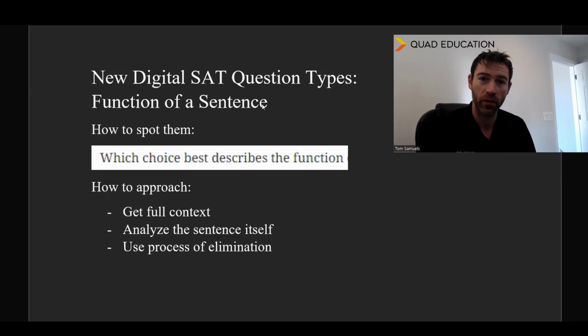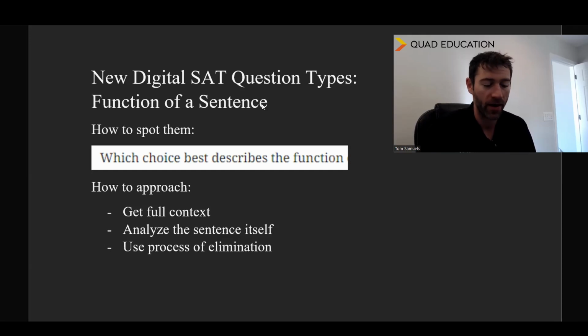So really for these, it's a pretty straightforward approach, really three things to think about as you're solving them in the context of the digital SAT. First, you want to get full context. So you don't really need to read the question so much because it's always going to be which of the following is the way that the sentence functions in the selection, but you will need to read the text that the question is about. So get a full read of that, see what's going on.